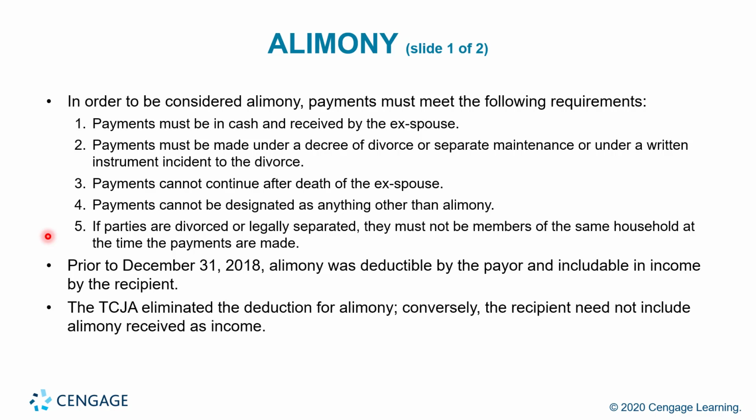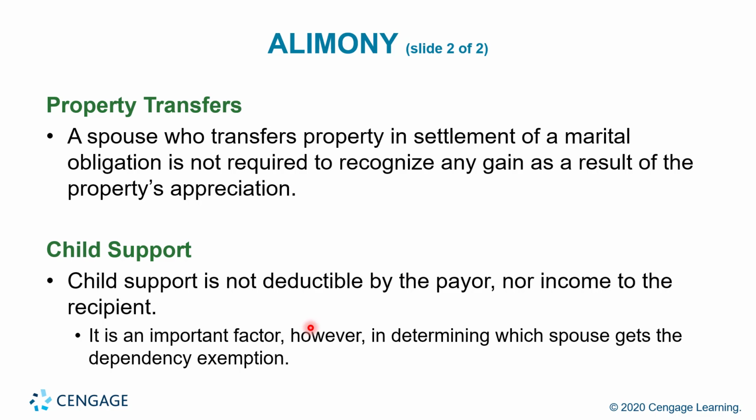And so prior to December 31st, 2018, alimony was deductible by the payer and includable in income by the recipient. The TCJA eliminated the deduction for alimony. Conversely, the recipient need not include alimony received as income. And so here they defined alimony in the requirements, but with recent tax changes, the TCJA has changed it so that it's not included right now, but do understand that the tax law is set to expire in a couple of years. So that's why it's still important information to know, just in case it becomes active again.